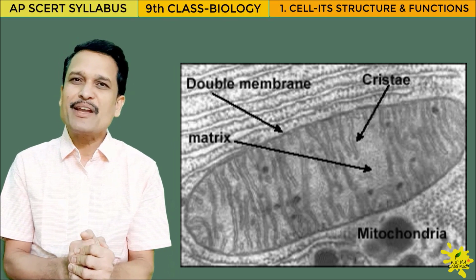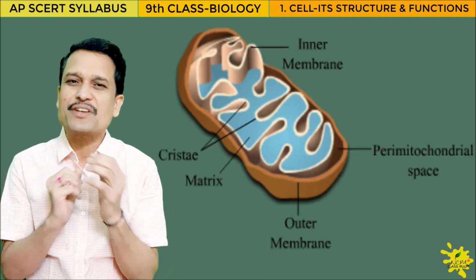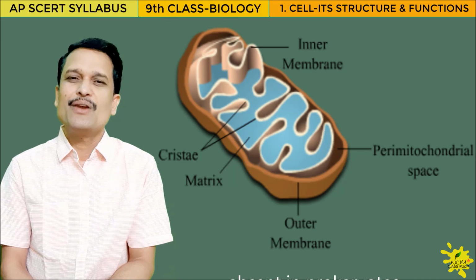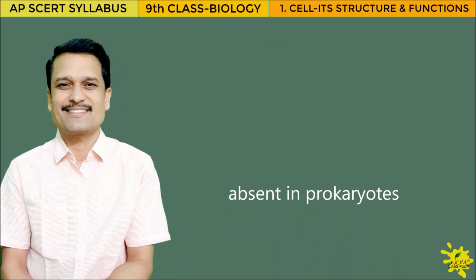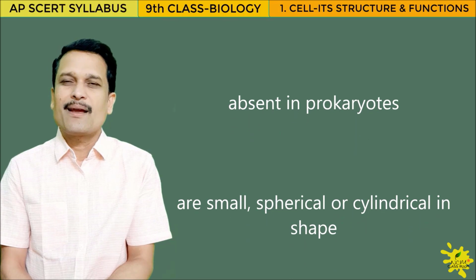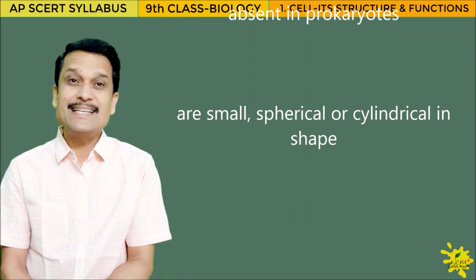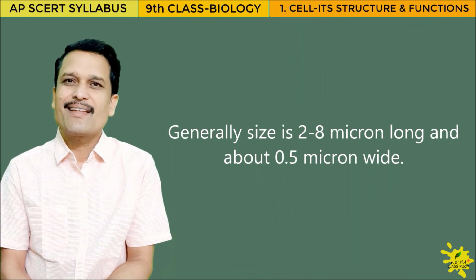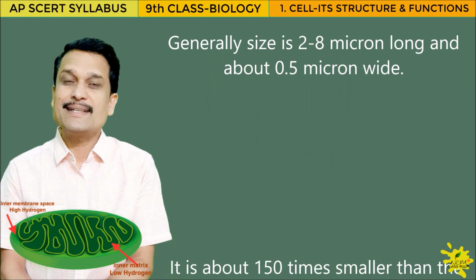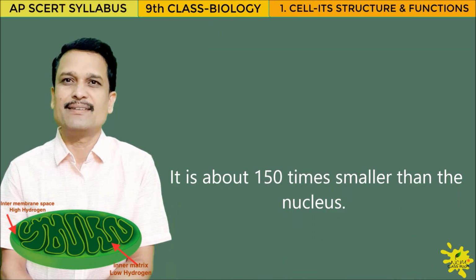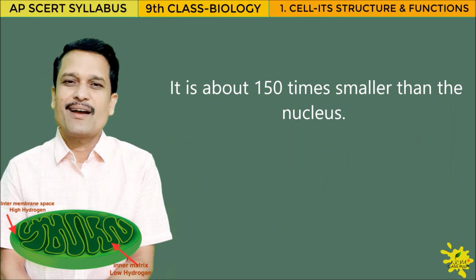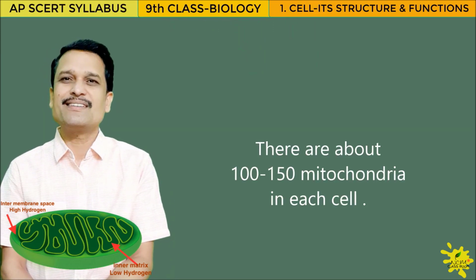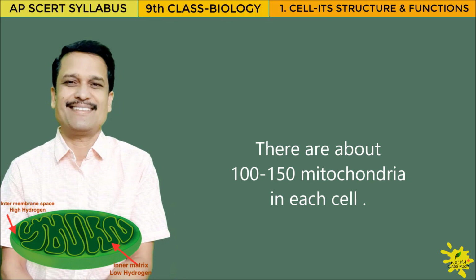And now, electron microscope reveals their unique internal structure in great detail. Let us see the structure. Usually they are absent in prokaryotes, but they are small, spherical or cylindrical in shape in the cells of eukaryotes. Generally, they are 2 to 8 microns long and 0.5 microns wide in size, about 150 times smaller than the nucleus. They are about 100 to 150 in each cell.